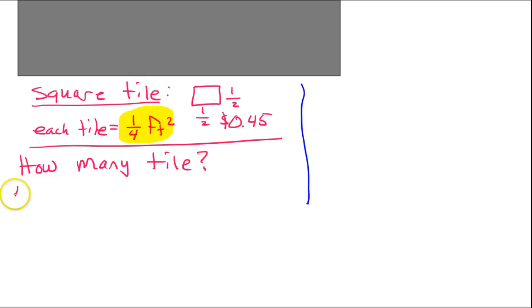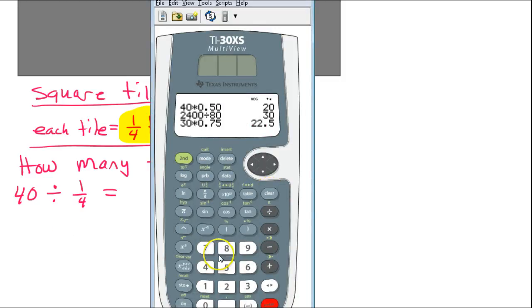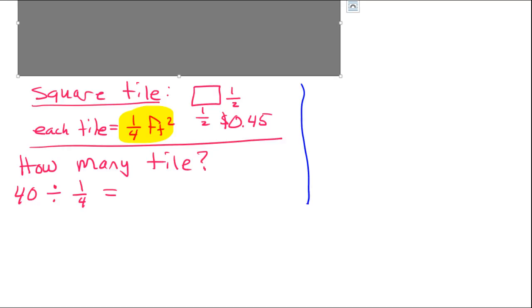Well, we'll take the total area that we need divided by the area of one tile, which is 1/4. All right, that should tell us how many tiles we need. So if I do 40 divided by 1/4, that's 160. So I would need 160 of these tiles.